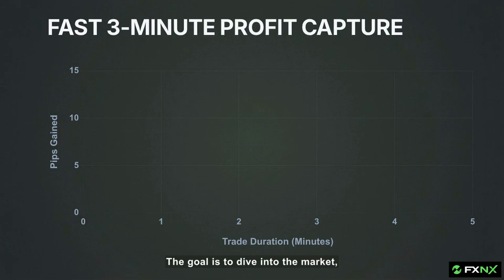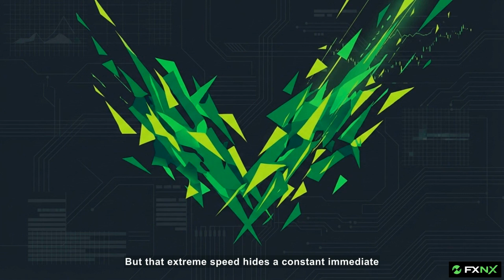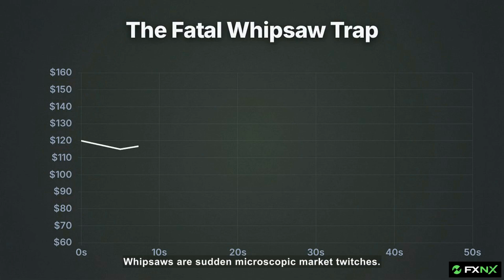The goal is to dive into the market, extract tiny profits, and close the position out in just 3 to 5 minutes. But that extreme speed hides a constant, immediate threat, the whipsaw. Whipsaws are sudden, microscopic market twitches.